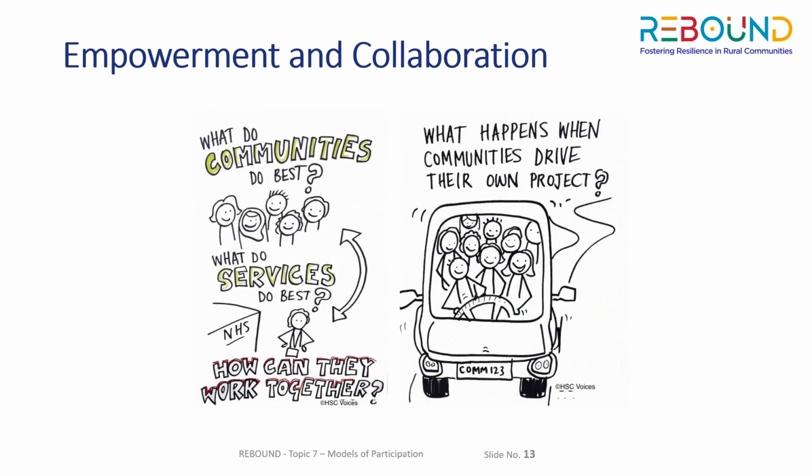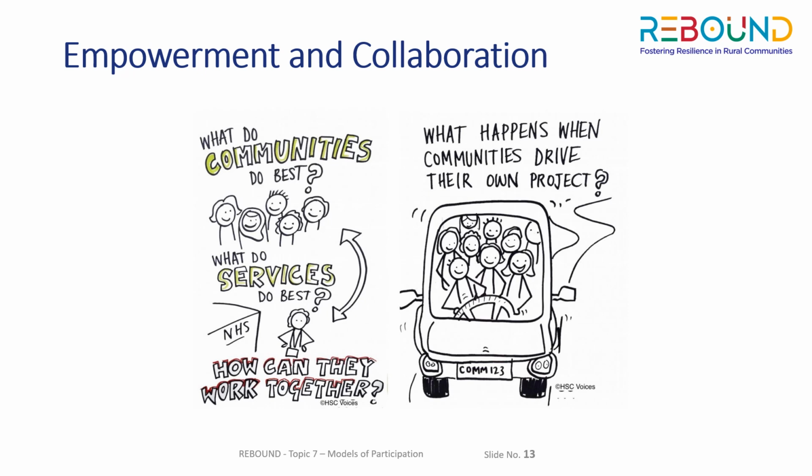And then in terms of participation, we have to acknowledge that it doesn't happen by accident. We need to invest. We need to invest in empowerment, in empowering communities, in promoting cooperation. So you can see there on the left-hand side what communities do best, what services do they do best, and how can they work together. Those are some of the questions that maybe you'd like to reflect on with your community. And then again, there's another question, and again, it's a reflexive question for ourselves. What happens when communities drive their own project? And yes, sometimes communities make mistakes, but we learn from mistakes.